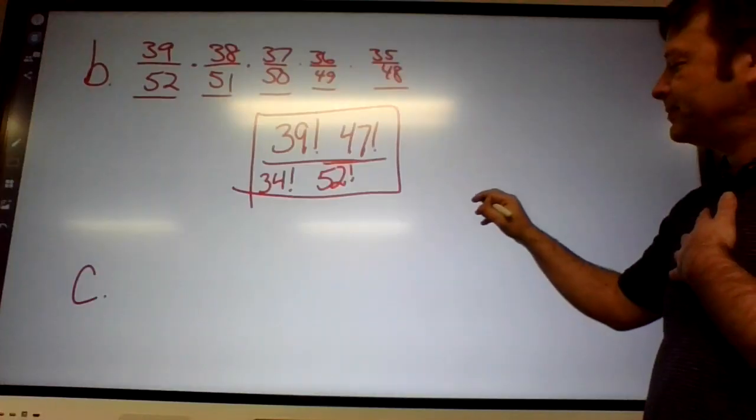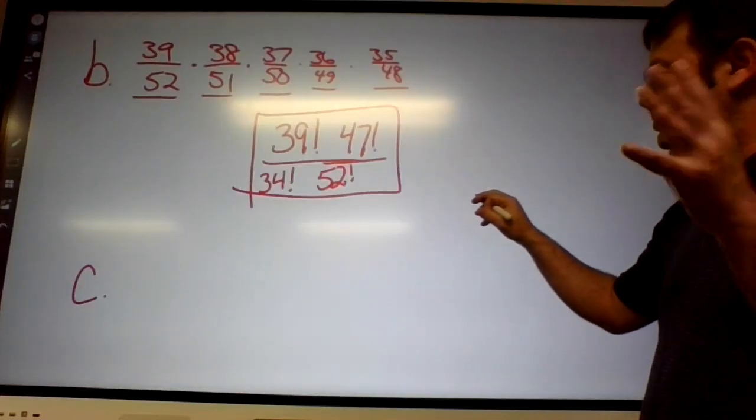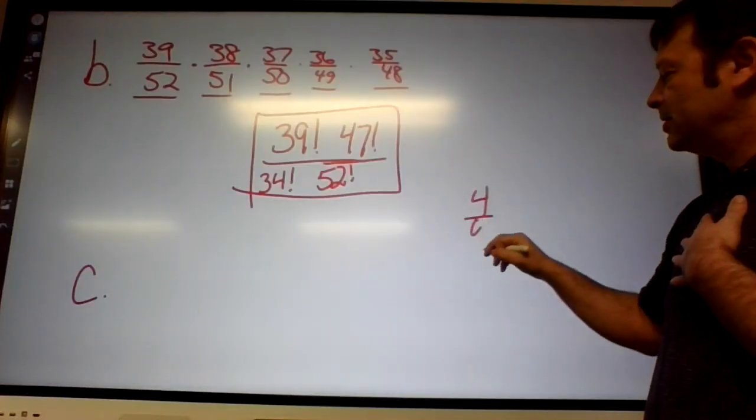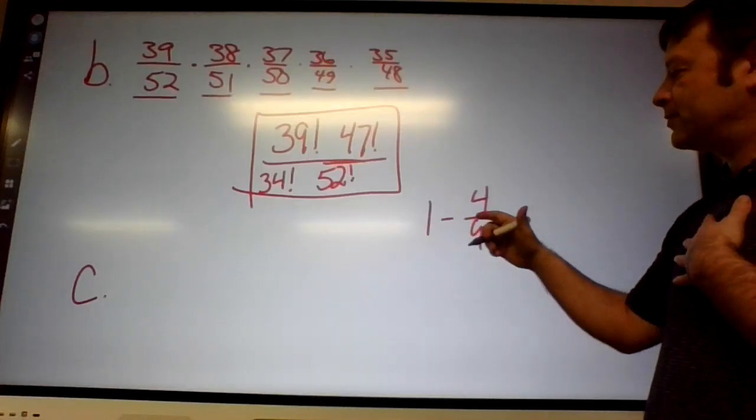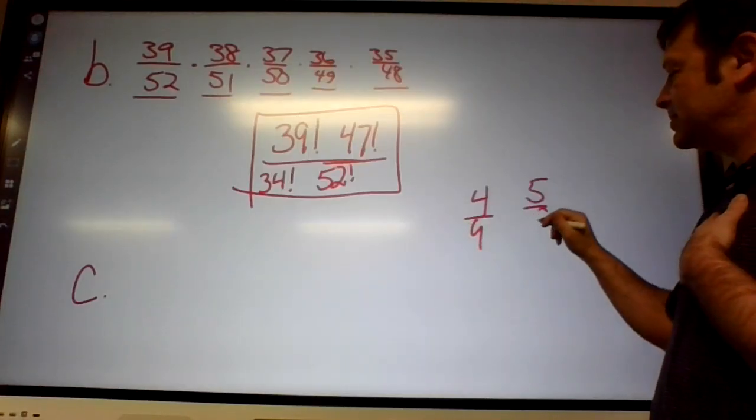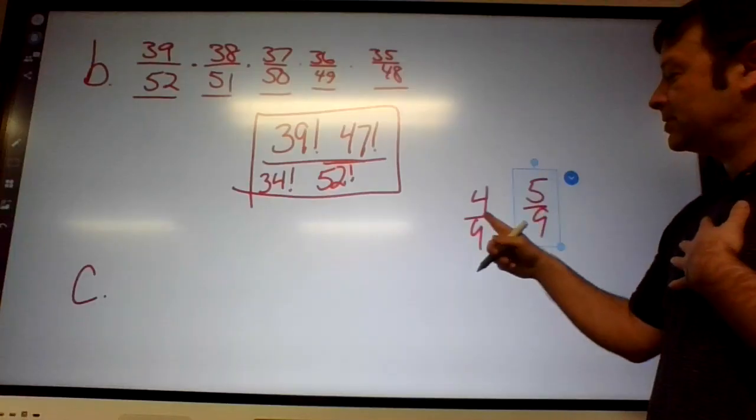We talked about this before. What are the chances of me choosing a boy at random out of this class? 4 out of 9. What are the chances of me choosing a girl? It's 1 minus 4 out of 9, which is 5 out of 9. Because these are the two things that can happen. It's either this or this.